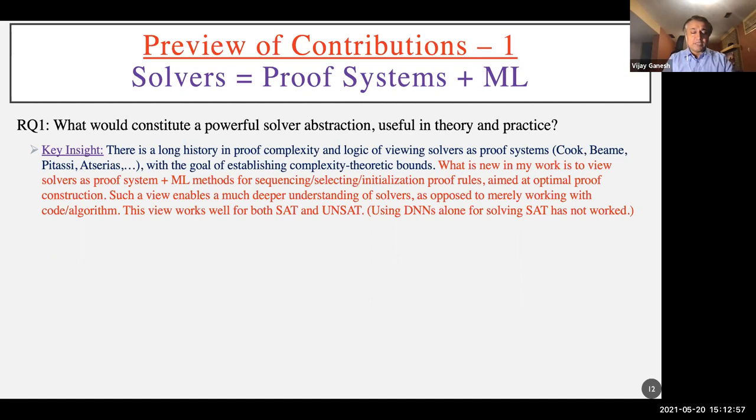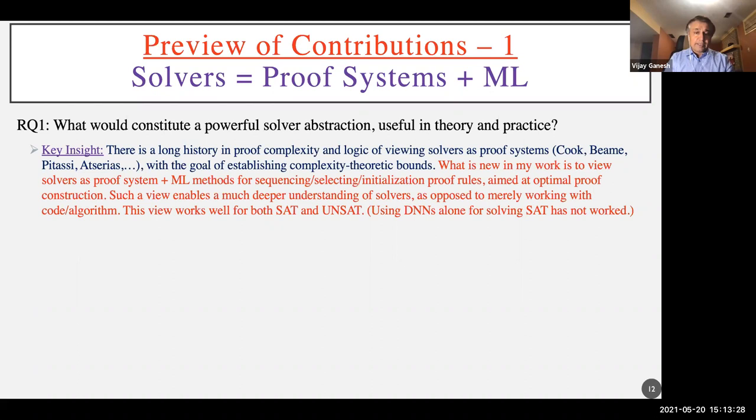But my main contribution was the realization that a proof system is simply a bag of rules. It's not an algorithm. When you want to put it on a computer, you want to algorithmize it somehow. And the process of algorithmizing it means that you have to figure out how to sequence these rules, how to realize when to apply which rule. So this essentially boils down to an optimization problem of sequencing, selecting, and initializing proof rules.